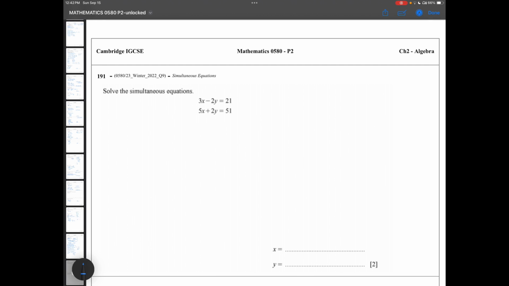It says 3x minus 2y is equal to 21, 5x plus 2y is equal to 51. So we can see that we have 2y in both the equations. So when we add these two equations, the 2y will be eliminated. So let's add these two equations. 3x plus 5x is 8x, minus 2y plus 2y gets cancelled, and 21 plus 51 is 71. Now x is equal to 71 divided by 8, so x is equal to 9.